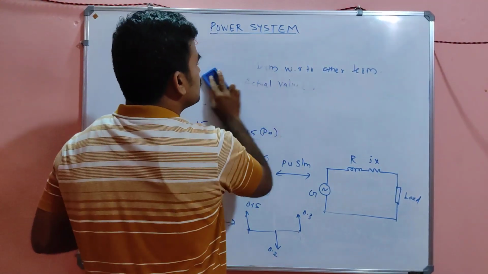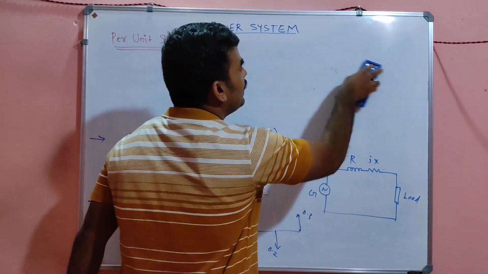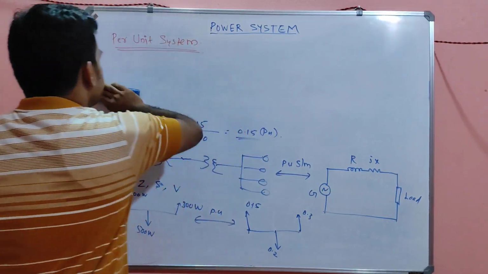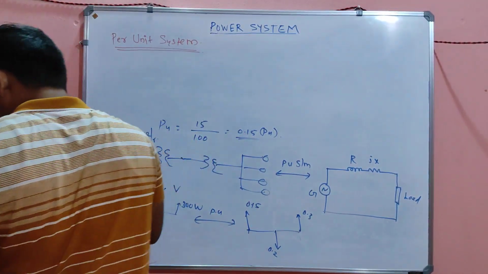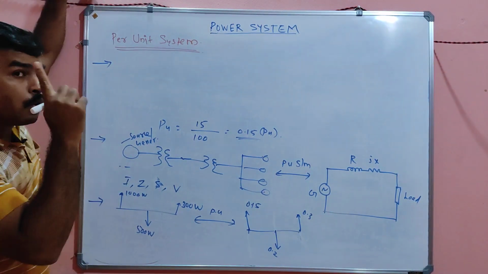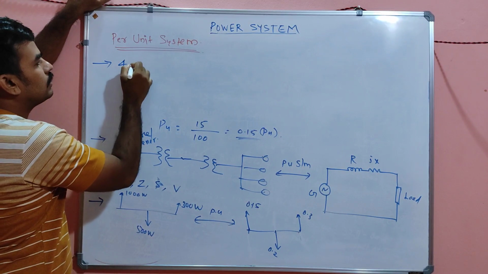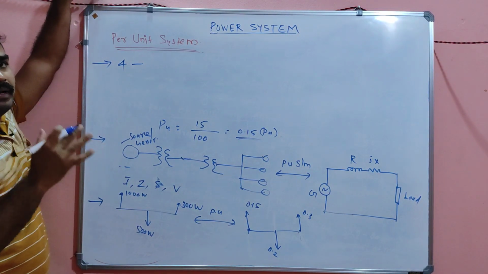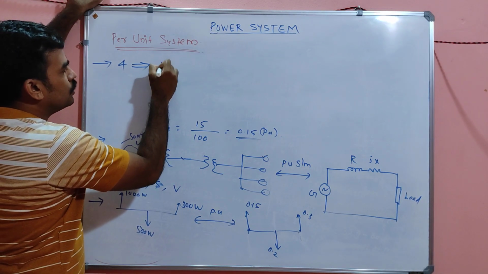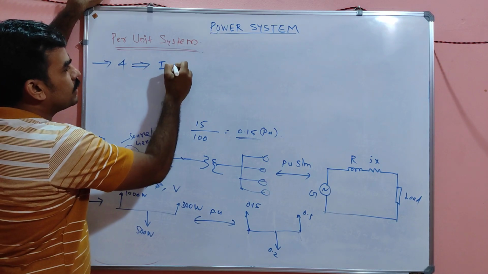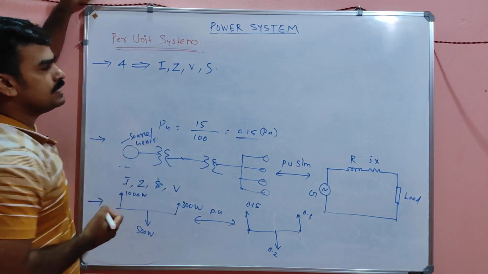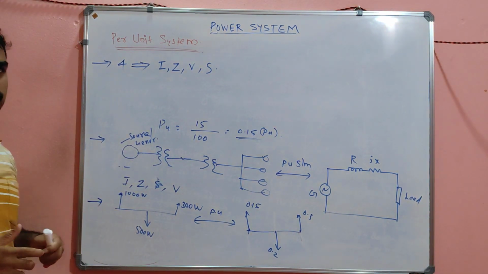this per unit system I already explained. It is nothing but actual value divided by base value. Actual value divided by base value, my dear. So in power system, there are four important parameters you have to always keep in mind. First one I, second one Z, third one V, fourth one S. S is the apparent power.